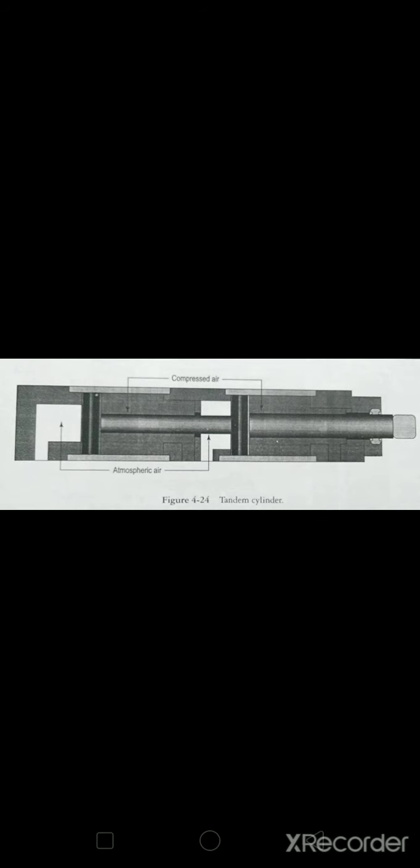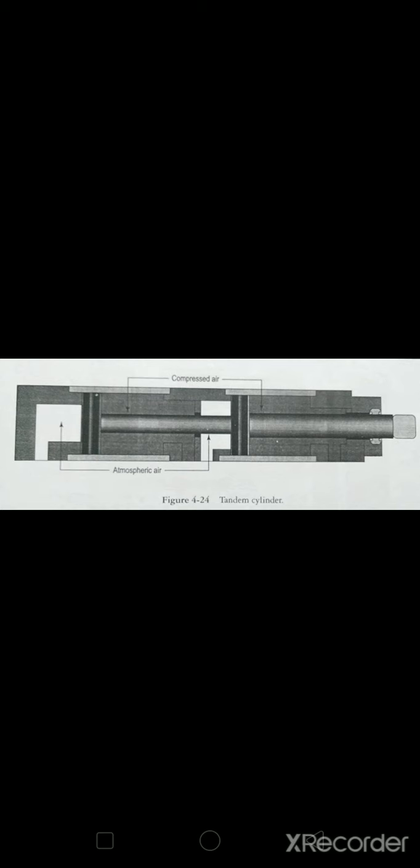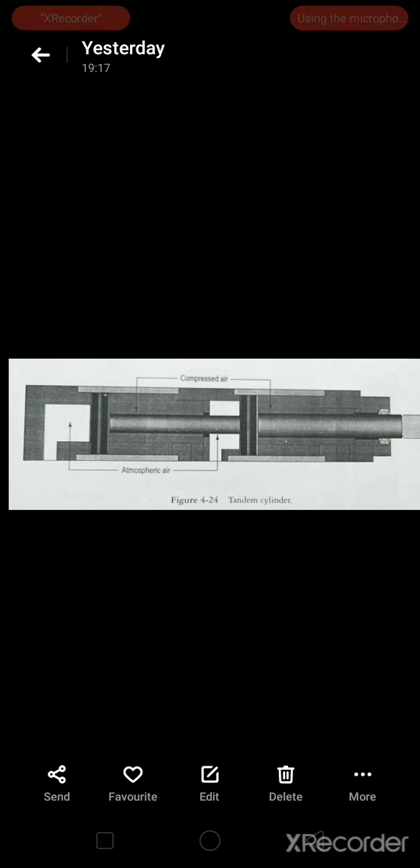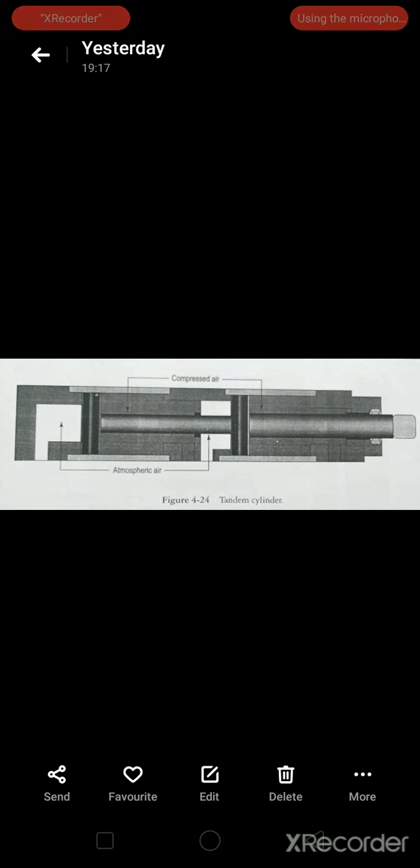I am simplifying it. This type of cylinder finds application in places where the diameter of the area in which the cylinder is placed is at a premium but not its axial length. So typical applications for the tandem cylinder are found in workholding devices and lathe equipment. You can find the application of this tandem cylinder.